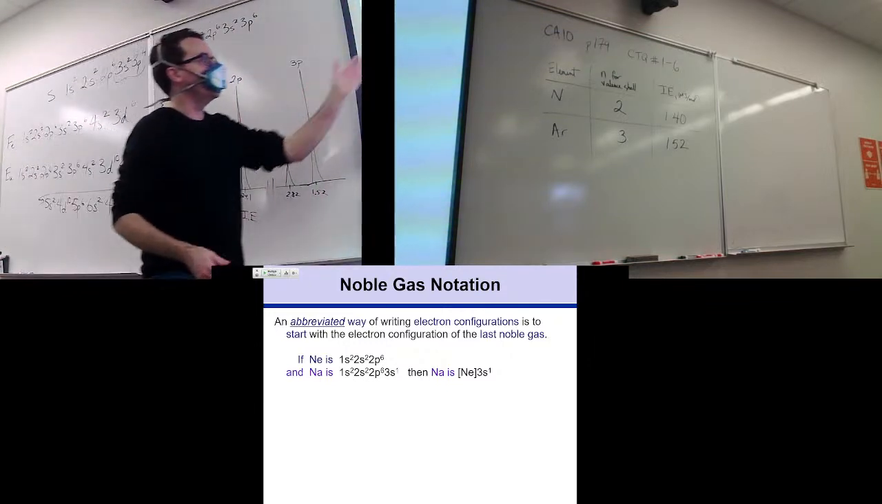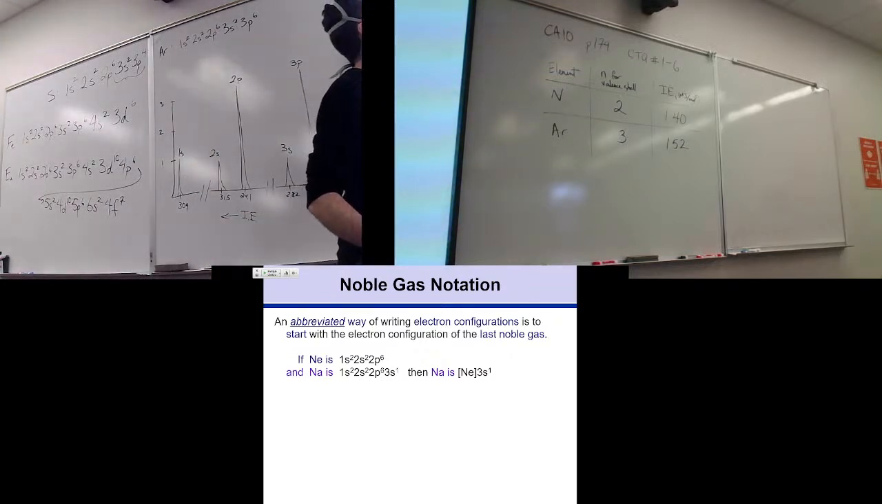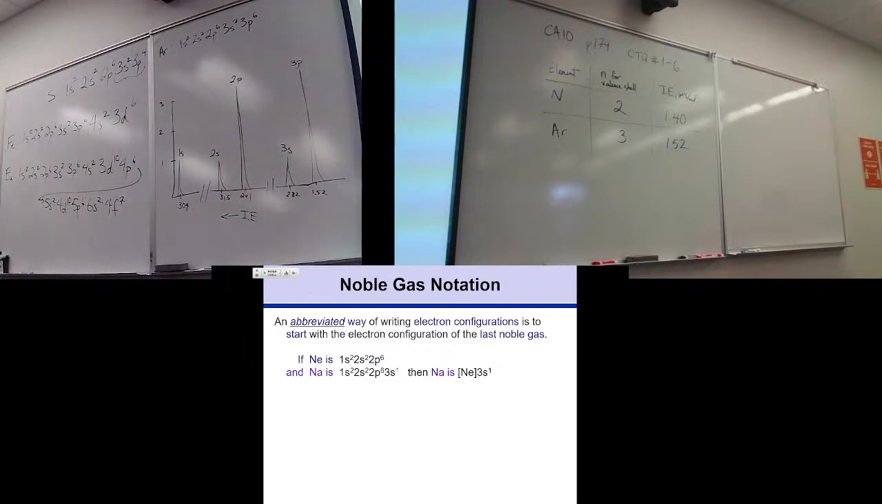So if you look at sodium, the beginning part of sodium is exactly like the noble gas that comes right before it. So sodium is number 11. Right before sodium is neon. So what you can do is just say, well, sodium's electron configuration looks just like neon's. We write neon in square brackets. And then the rest of it is 3s1. So we basically just took that and abbreviated this part.